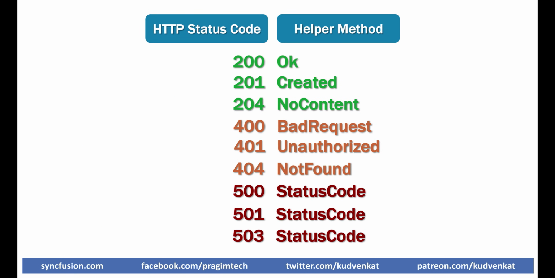On this slide, you can see the common HTTP status codes along with the built-in helper methods that we can use to return these status codes. For example, to return the status code 200, we use the built-in method OK. For 201, created. For 404, not found. And for returning 500 series HTTP status codes, we use the status code method. You've seen this method in action just now.